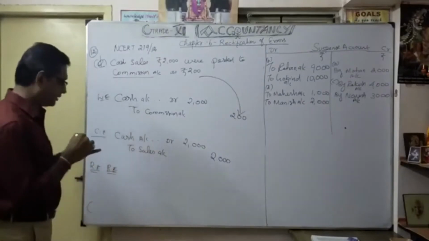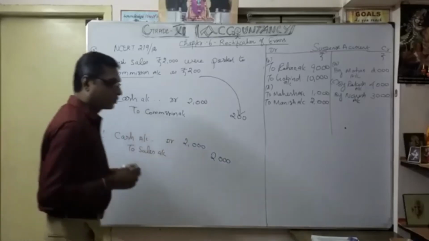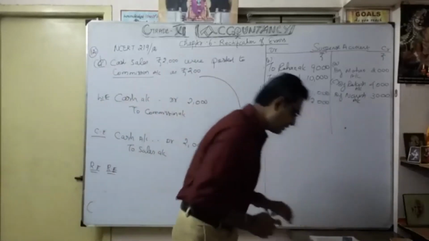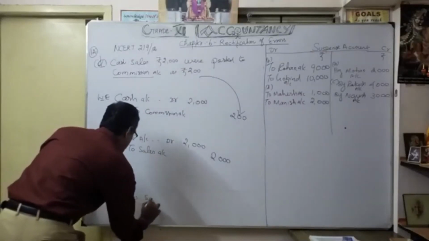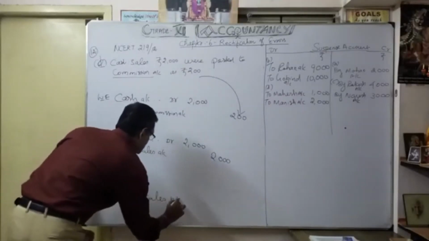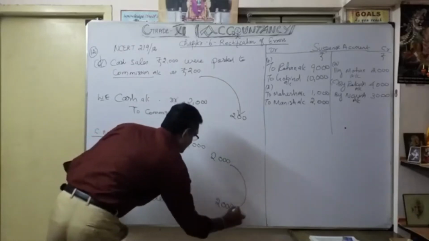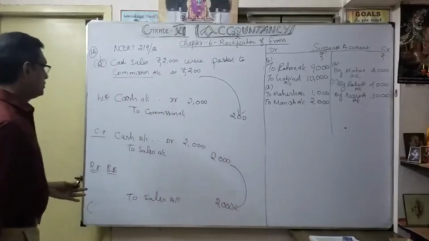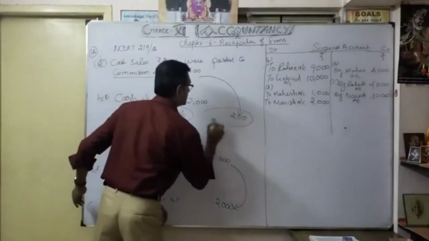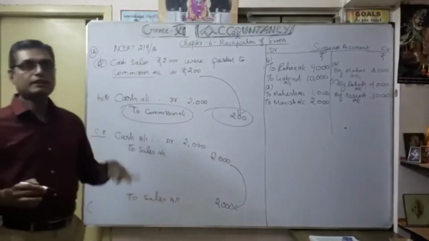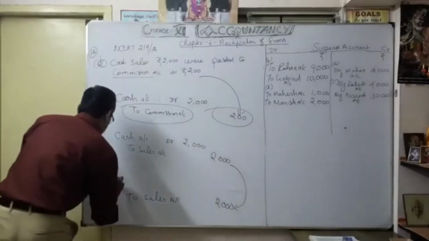As a rectification entry, I know sales is correct. Anyway, I am going to give credit to sales, isn't it? To sales account, how much? Credit 2000. So this part I have done clearly. They wrongly credited commission account. Now I am going to rectify, so I make it the debit side. So commission account.